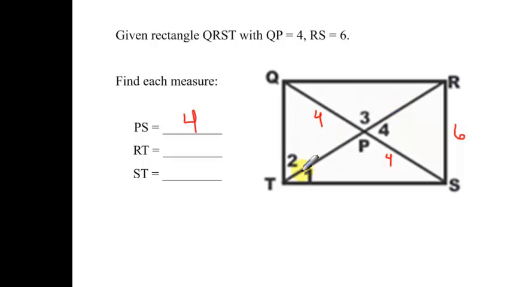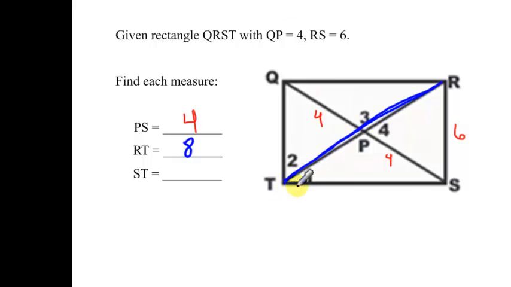How about RT? Now RT, that goes all the way across the rectangle. We just learned about diagonals of a rectangle being congruent. So RT is going to be congruent to QS, the same both directions. So how far from Q to S? 4 and 4 is 8. RT is 8. And then our last one is ST.